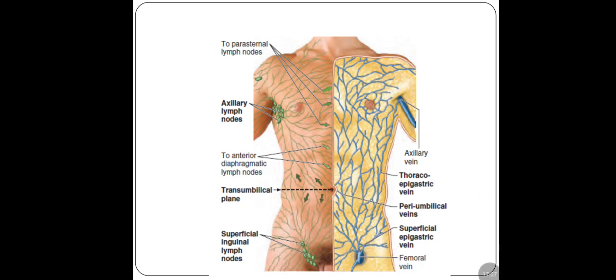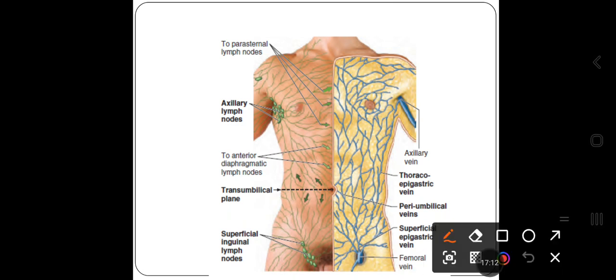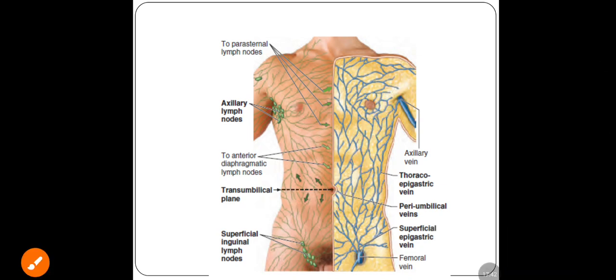The veins above the level of the umbilicus drain into the axillary vein. The veins below the umbilicus drain into the femoral vein. Okay, femoral vein. The superficial lymph above the level of the umbilicus drains into the axillary lymph nodes. Below the umbilicus, it drains into the superficial inguinal lymph nodes.